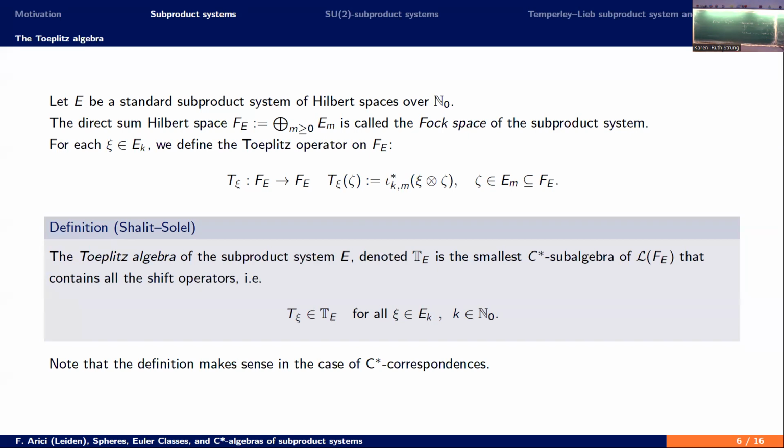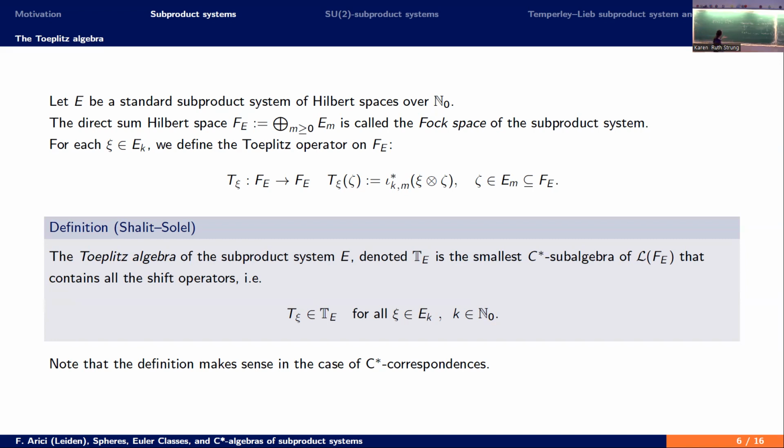And then for every element of a certain degree, E_k, we define a Toeplitz operator that just takes a vector which is in the m component of our Hilbert space, and tensors it. This will sit in E_k tensor E_m, and now we can push it down to the relevant part of the Hilbert space, push it down to E_{k+m}, so that we make sure to land in F(E). So we're just tensoring from the left, and then selecting the component that is actually in the Hilbert space we're interested in.